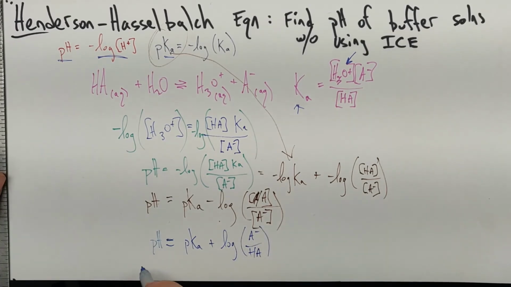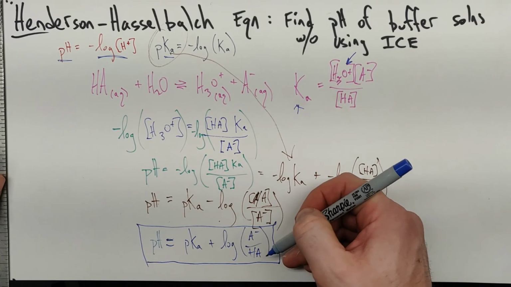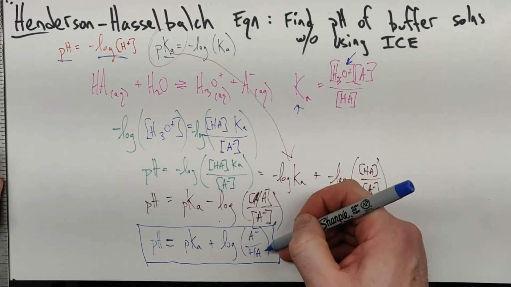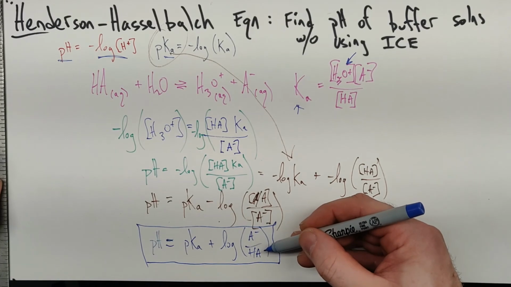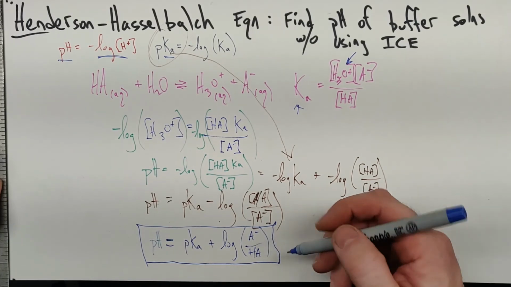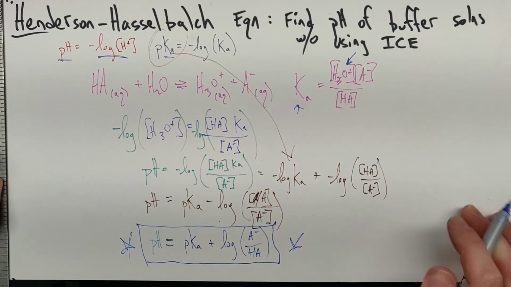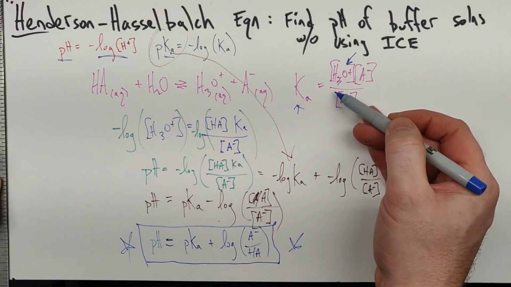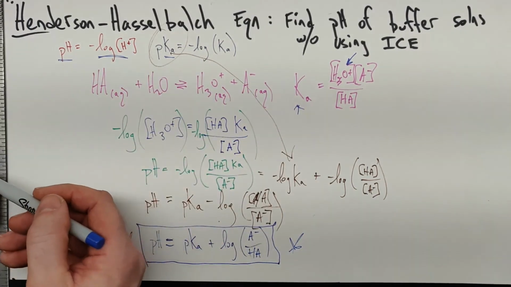And you'll notice I dropped out the concentration part of that A minus over HA. If they're in the same solution, the volume part will cancel out, so you can plug in concentrations, that's fine, or you can just plug in molar amounts, that's fine. So this equation here saves us a whole bunch of ICE, and it's based on our original K expression and the idea that the pH and the pKa have these logarithmic relationships.